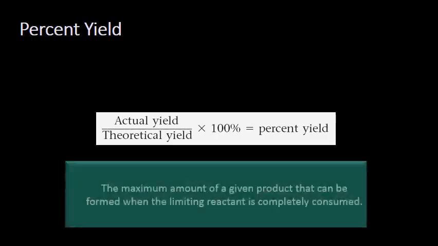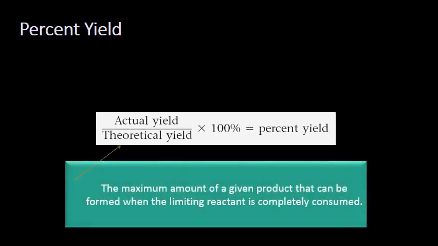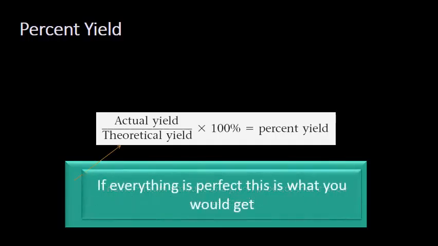So we have two words to define, the actual and the theoretical yields. The theoretical yield is defined as the maximum amount of a given product that can be formed when the limiting reactant is completely consumed. Yeah, you're probably going, right. So what does that actually say? If everything is perfect, this is what you should get. This is what the stoichiometry, all that math, should say you should get.